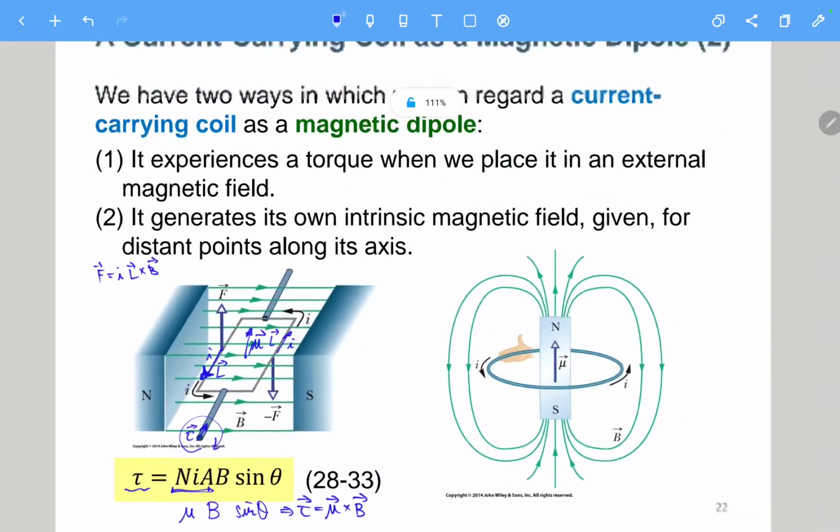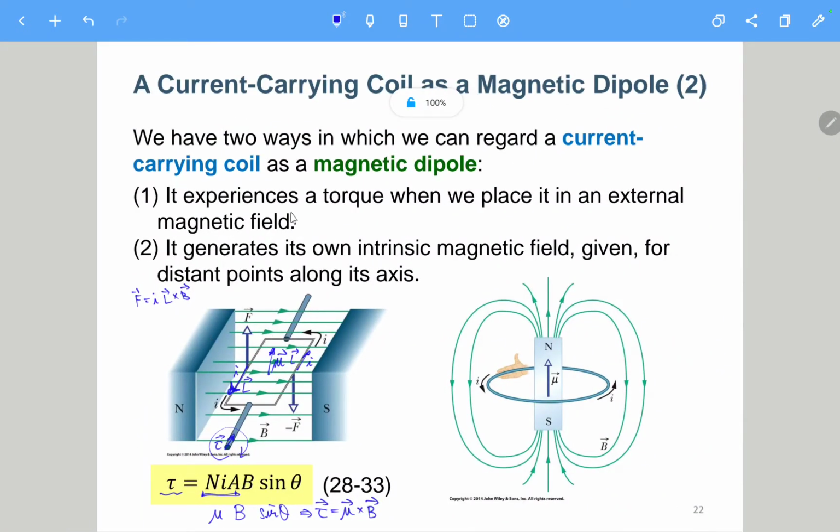Okay, so this is the first point it mentioned. It experiences a torque when placed in an external magnetic field. And then the second one is that it generates its own intrinsic magnetic field at a distant point along its axis. Okay, so it generates B field lines similar to the magnetic bar.